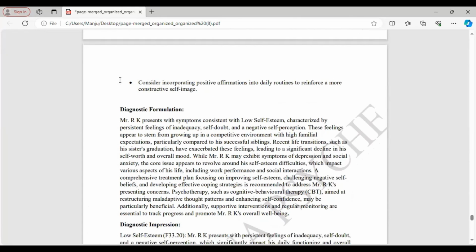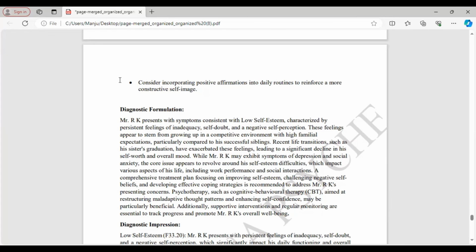And finally, diagnostic formulation and diagnostic impression. Diagnostic formulation includes the significant features of the client's history. So here we write the same. Mr. RK presents with symptoms consistent with low self-esteem, characterized by persistent feelings of inadequacy, self-doubt, and a negative self-perception. These feelings appear to stem from growing up in a competitive environment with high familial expectations, particularly compared to his successful siblings. Recent life transitions, such as his sister's graduations, have exacerbated these feelings, leading to a significant decline in his self worth and overall mood.